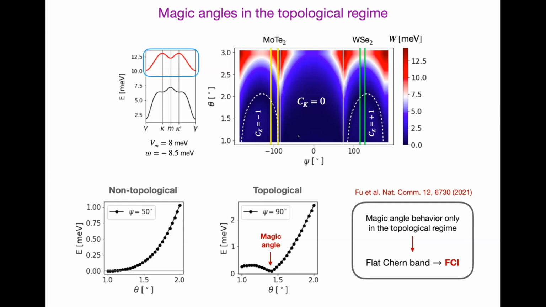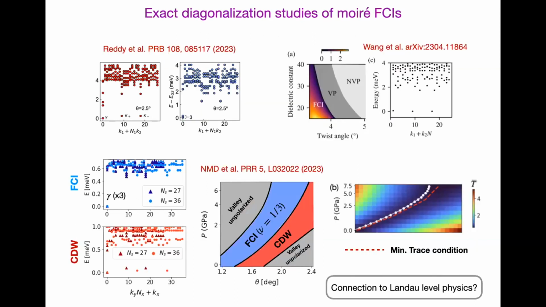Now, an interesting observation by Liang Fu's group is that in the non-topological regime, the behavior of the bandwidth with twist angle is monotonic. However, if you go to the topological regime, you get a magic angle, an angle where the band becomes almost flat. And because we have a very flat Chern band, this raises the possibility of stabilizing fractional Chern insulating states. This motivated several groups, including us, to do exact diagonalization calculations to give evidence for these states.